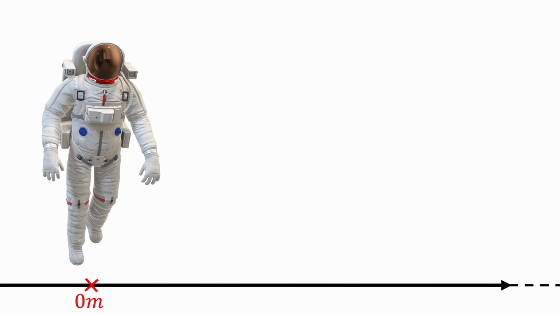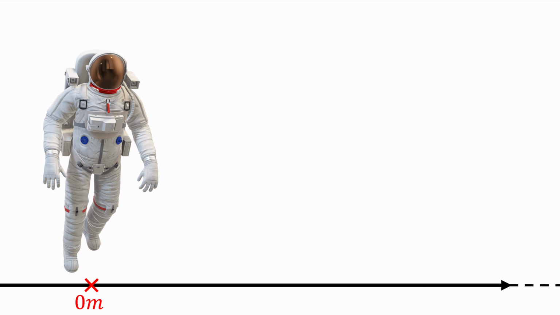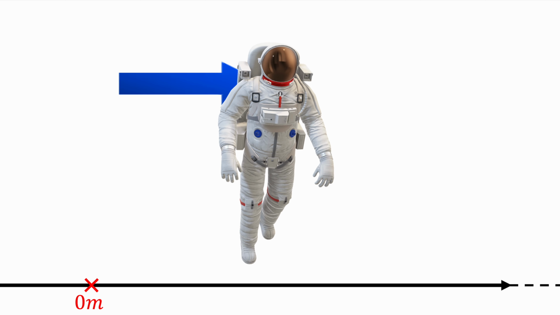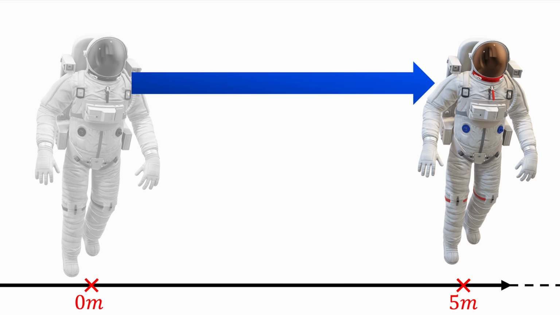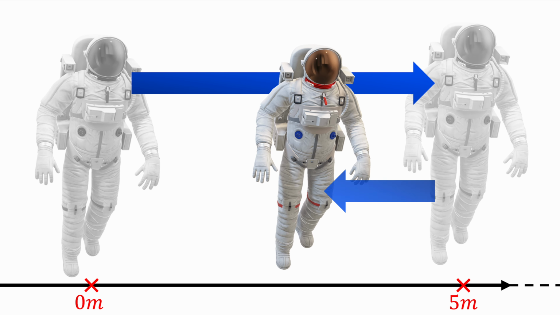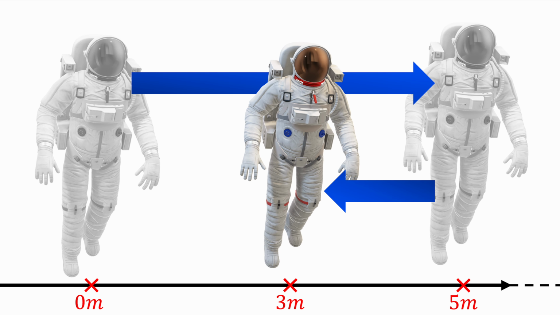So, here we have an astronaut, and the astronaut is starting at 0 meters away from its beginning, of course, and it's going to move 5 meters. It's now 5 meters away. Now, it will move backwards 2 meters. How far has the astronaut traveled?